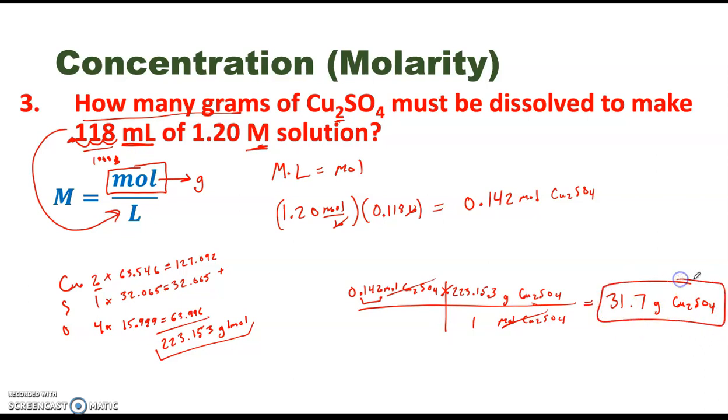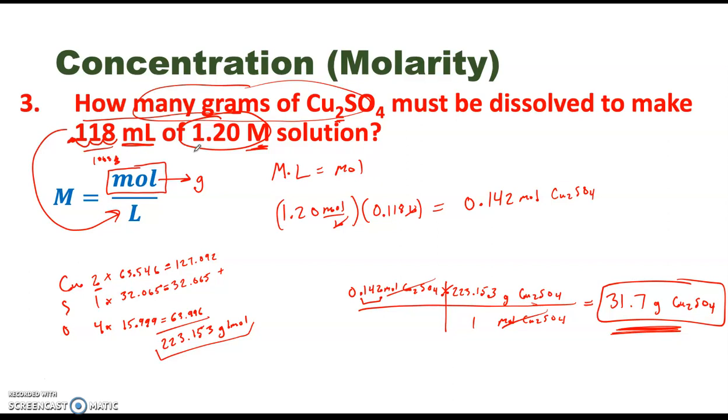So how many grams must be dissolved? In order to make this solution, I have to do this math right here, and I know that I will dissolve 31.7 grams of copper sulfate into 118 milliliters, and if I do that, the resulting solution will have a 1.2 molar concentration. So a lot of times in chemistry you're going to have to prepare solutions. This is the calculation you need to make.